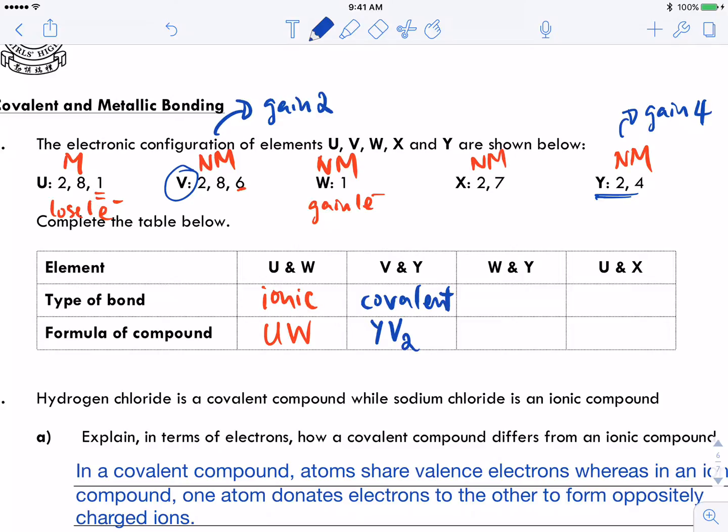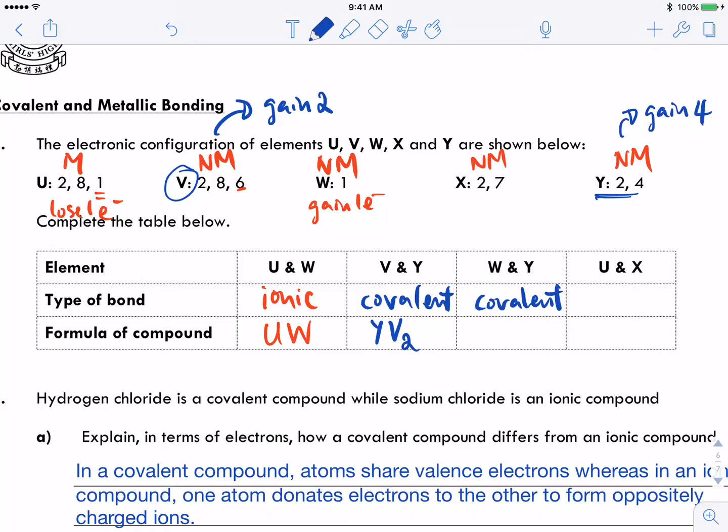Okay, if you know what is the identity of Y and V, you will know that Y is carbon and V is oxygen, so it's CO2. So that's why I know that Y must be written first. Okay, W is a non-metal, Y is also a non-metal, so it is covalent.